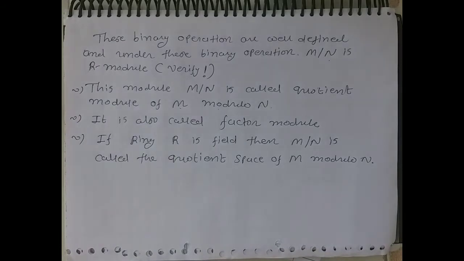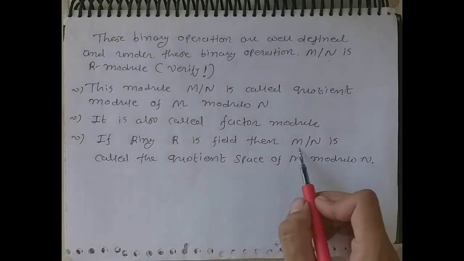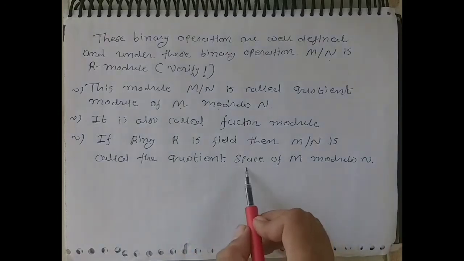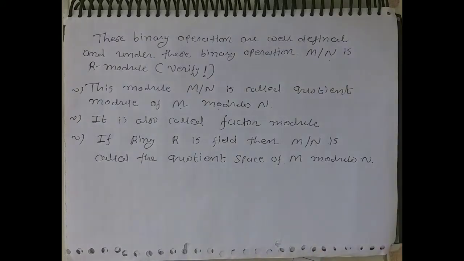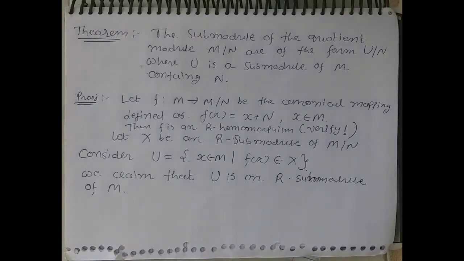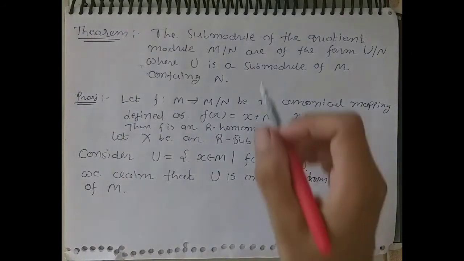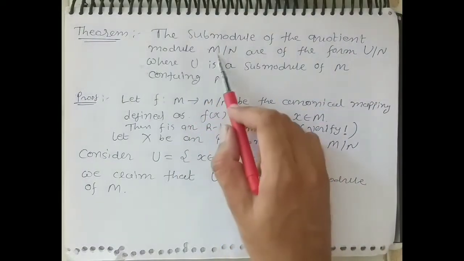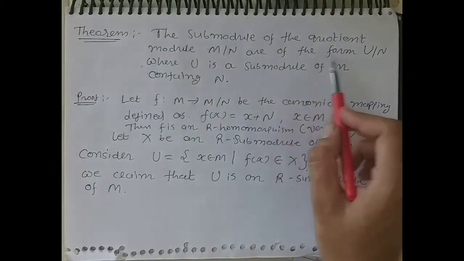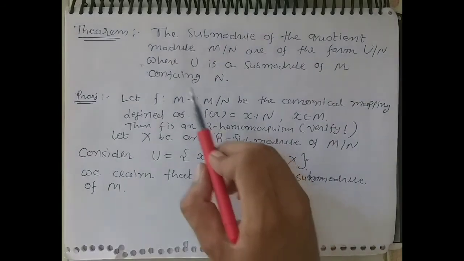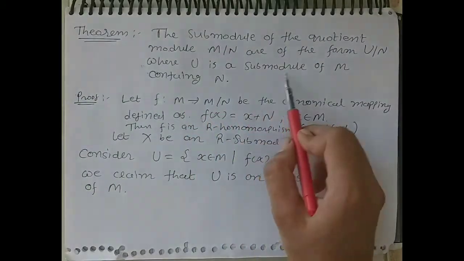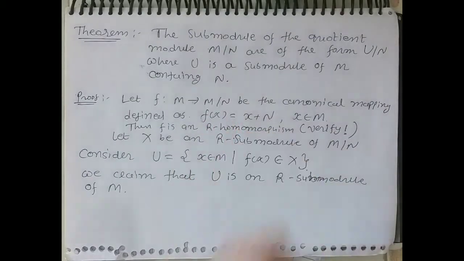Okay, રિંગ તરીકે તમે કન્સિડર કરશો R ને, R રિંગને ફિલ્ડ તરીકે કન્સિડર કરશો ત્યારે M quotient N is called the quotient space of M modulo N. ઓકે, કારણ કે જ્યારે R ફિલ્ડ હોય ત્યારે વેક્ટર સ્પેસ બની જાય છે R મોડ્યુલ. ઓકે, so now next is what is the theorem says? The submodules of the quotient module M quotient N are of the form U quotient N where U is a submodule of M containing N.